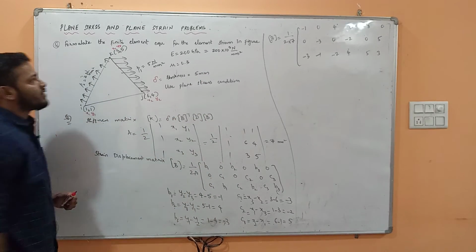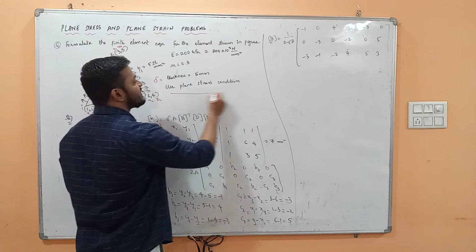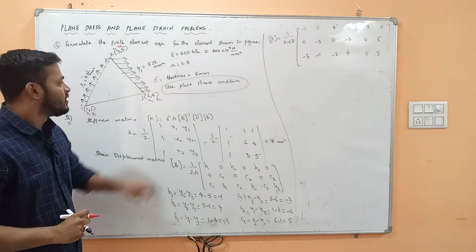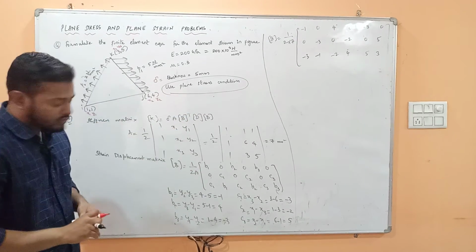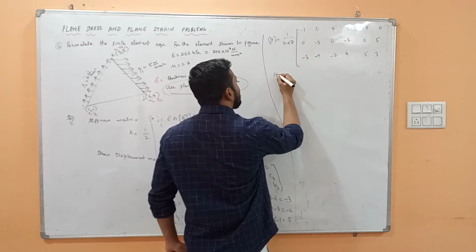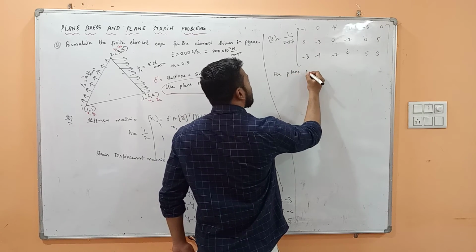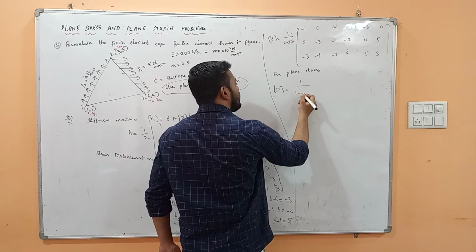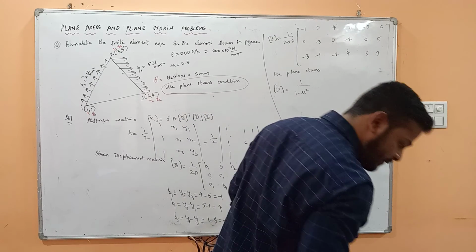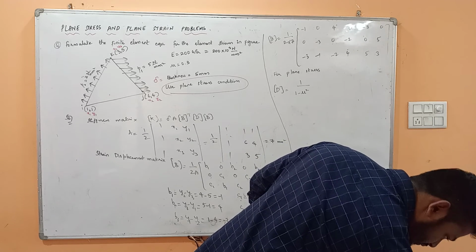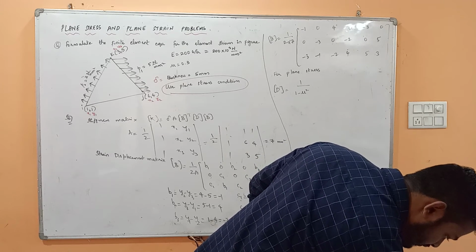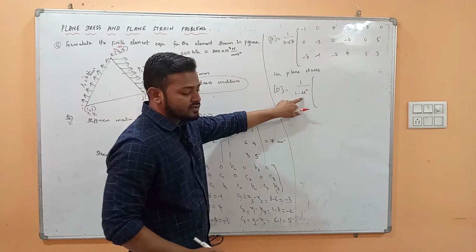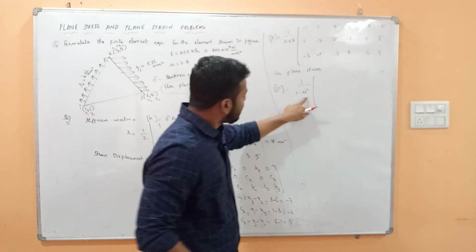Now this D depends on this thing: plane stress. We have two formulas for D. One is for plane stress and the second one is for plane strain. So in the question, plane stress has been given. So I'm going to use this formula for plane stress. D is 1 by 1 minus mu square. Just check if I have missed this power 2 here in the formulas. If I missed it, just add power 2.